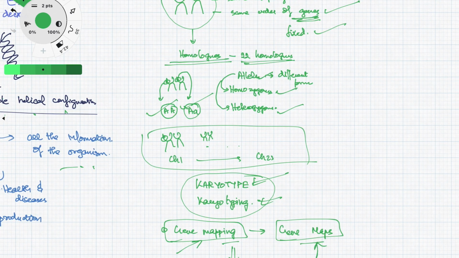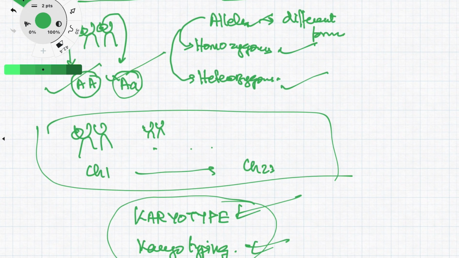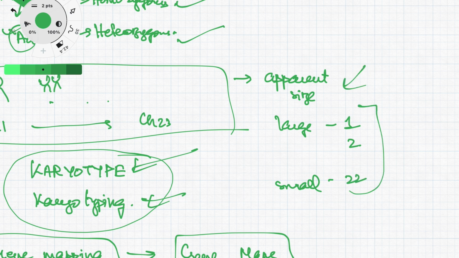One more piece of information which I would like to provide now is that these chromosomes are numbered according to their apparent size. That means the largest will have chromosome number 1, and the next biggest 2, and the smallest will have chromosome number 22. So it's just an apparent size when visualized under a microscope.